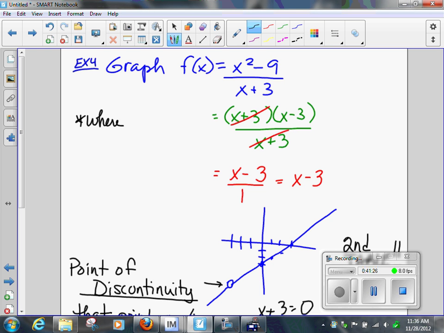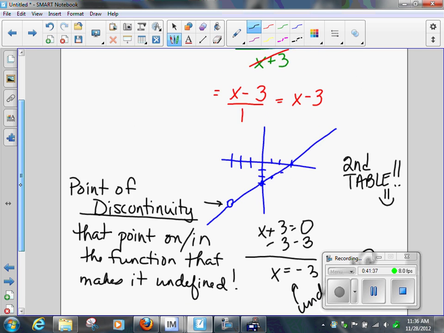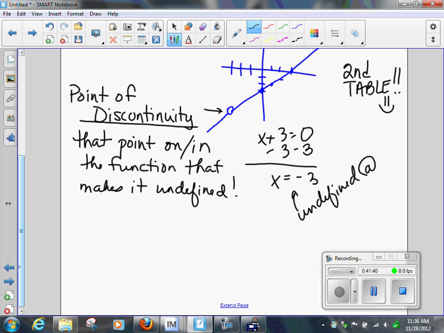Questions? Any questions at all? Where? Right here? Because that was my denominator. That's where my function will be undefined in my original equation. Yep. Okay? Questions? That's that point of discontinuity. The hole in the graph, folks, is where the function is undefined.